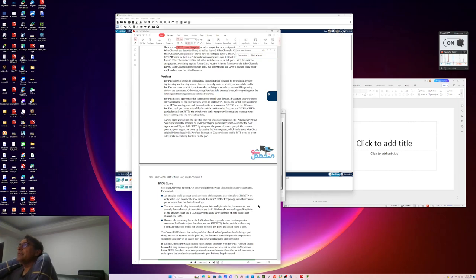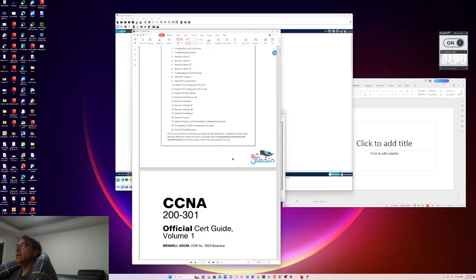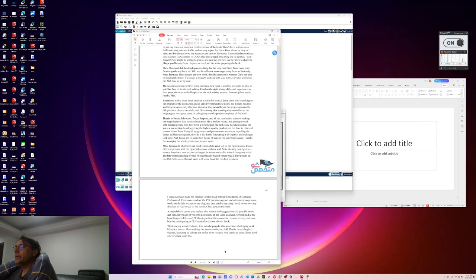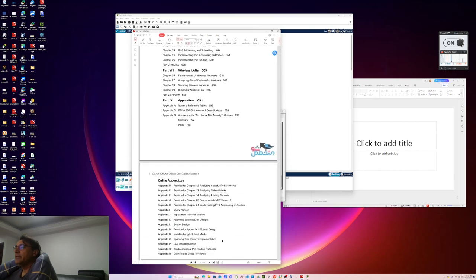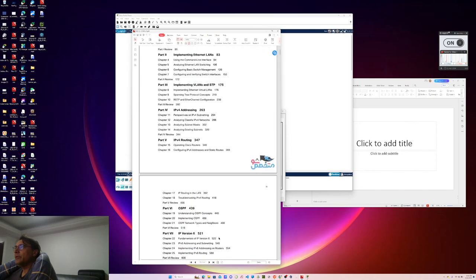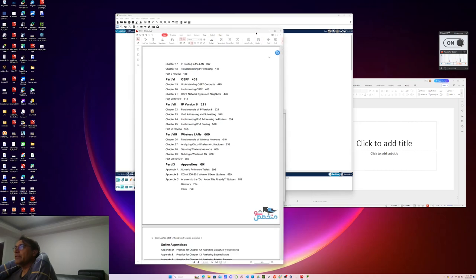Alrighty, let's begin, shall we? So, how are we reading this? The other thing I wanted to bring up is that this book is only volume one of two volumes. So if I'm reading backwards, it's only for the first half of the CCNA, essentially.